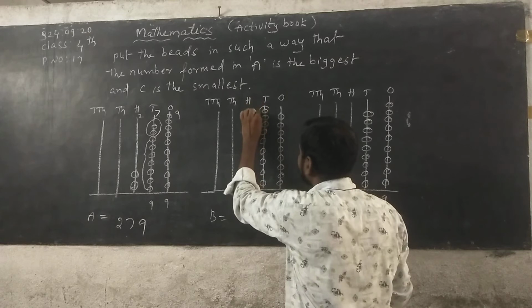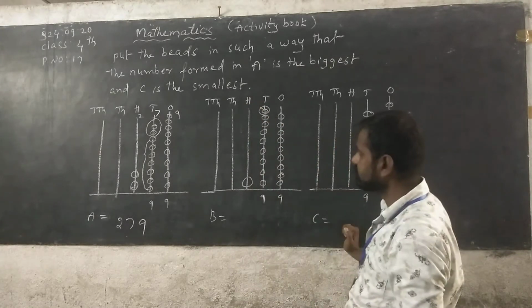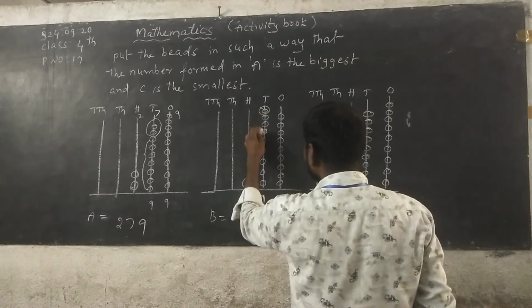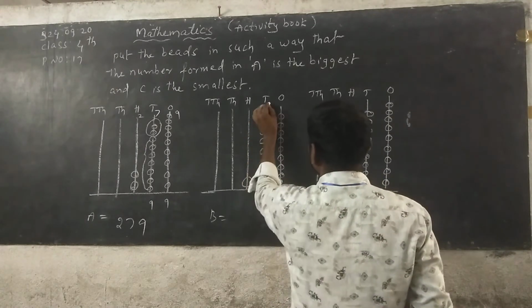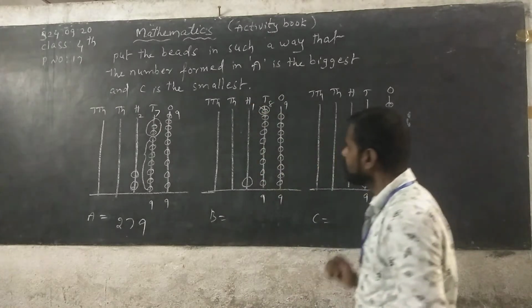So cut it. Here how many beads are there? 1, 2, 3, 4, 5, 6, 7, 8. Here how many beads are there? 9. Here how many beads are there? 1. So what is the number?